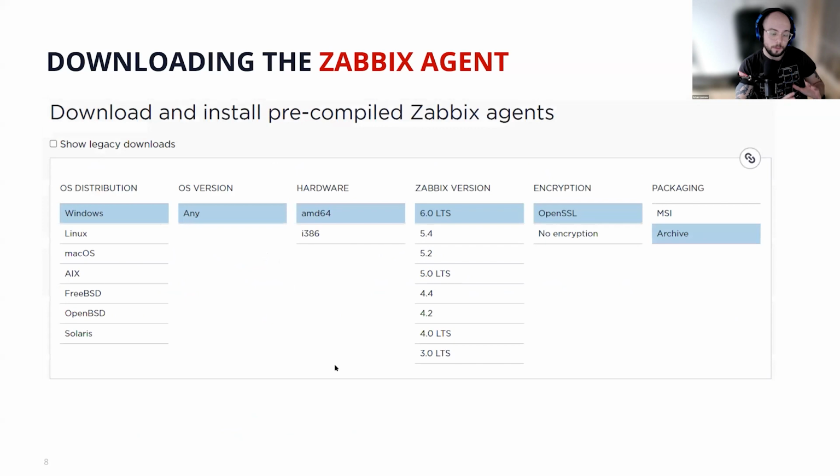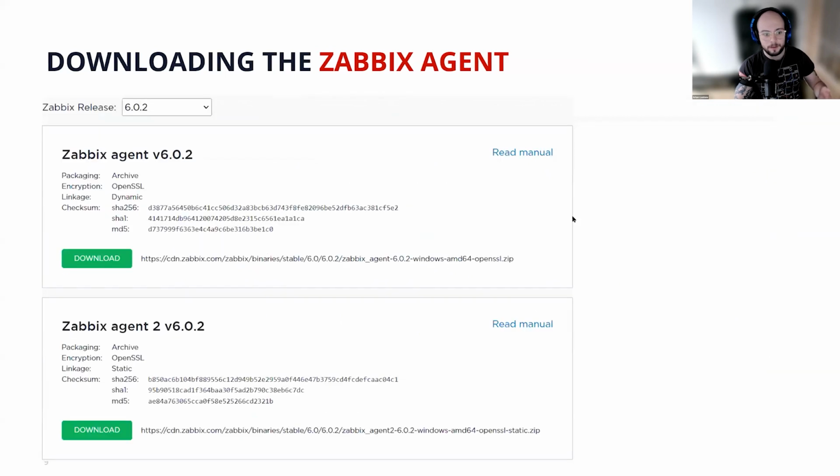So you're probably familiar with our download page. What we do here is we select distribution. We're talking about Windows. So we select Windows. All pretty much of Windows versions are supported. Hardware, like I said, the CPU architecture, Zabbix version, the encryption, and the packaging. Once we select all of these, we can then select the minor release, 6.0.1, 6.0.2, and so on. Then we click download, and we either download the zip archive or the MSI package, and we're good to go.